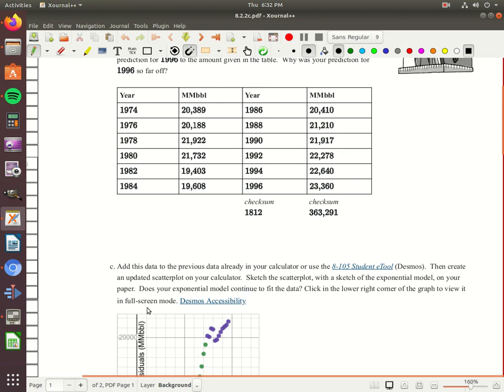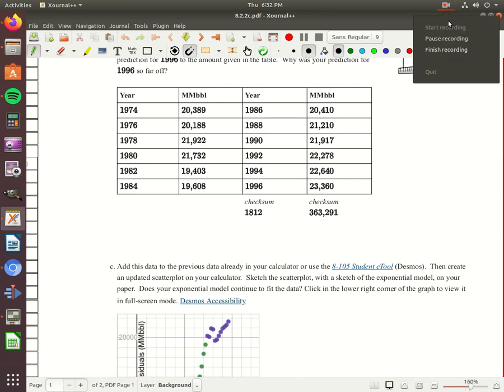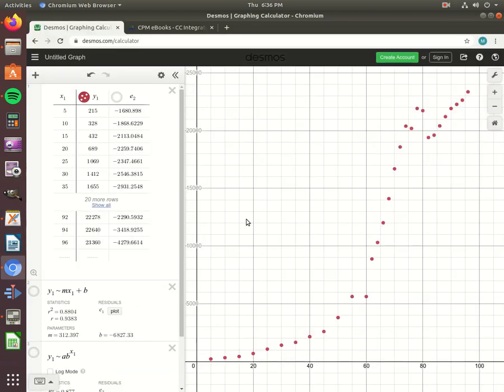All right, so it says add this data to the previous data in your calculator, and then let's look at that scatter plot. So what I'll do here is pause this and add this data as well. Okay, so I have that data in, and you'll notice it looks really funky. Again, I changed this from 0 to 100 and from 0 to 25,000 to get a nice look at it. If I go with the exponential, you can see what it looks like.